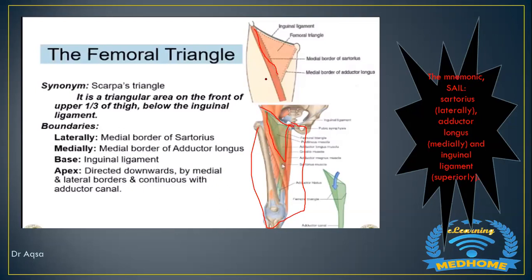So till now we have studied 3 mnemonics or 3 ways for easy remembrance: the rule of 2 for the rectus sheath, the rule of 3 for the inguinal canal, and for the femoral triangle, we have the mnemonic SAIL.